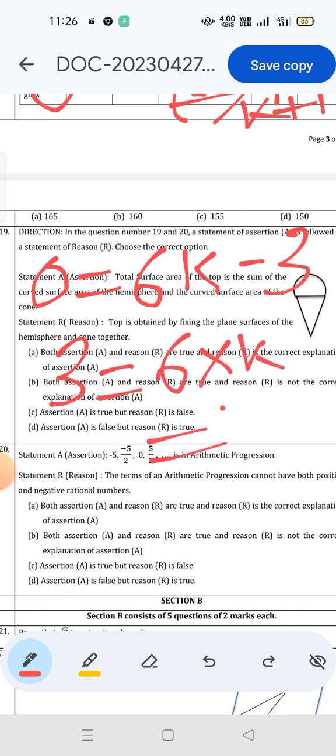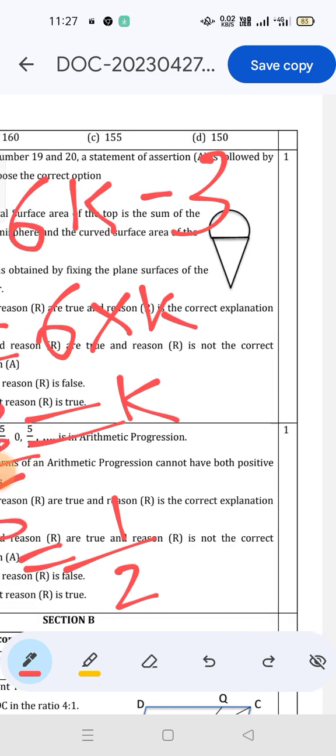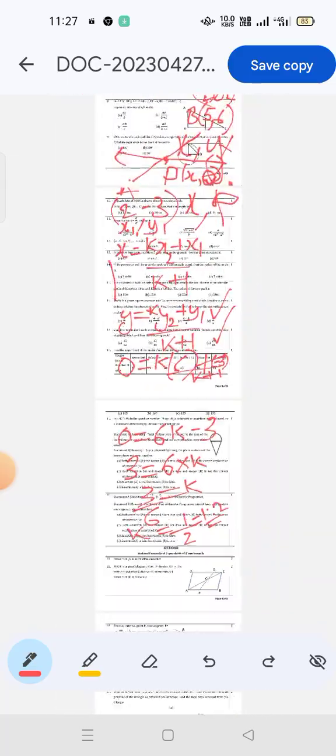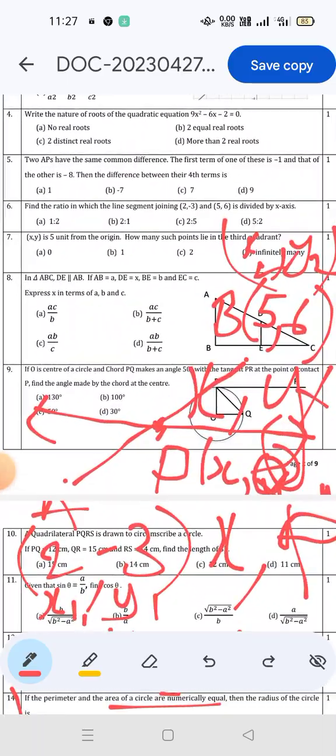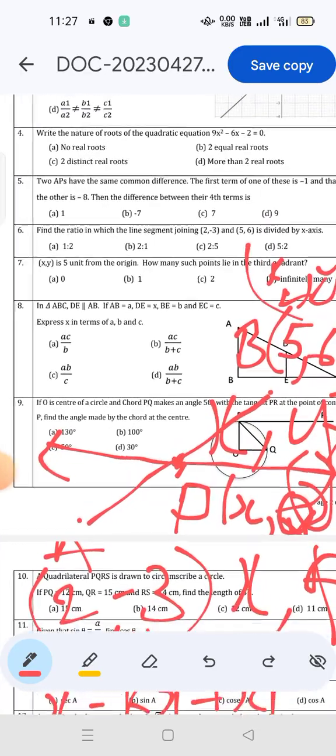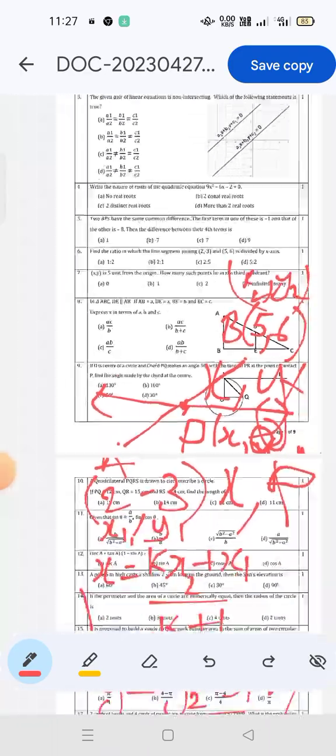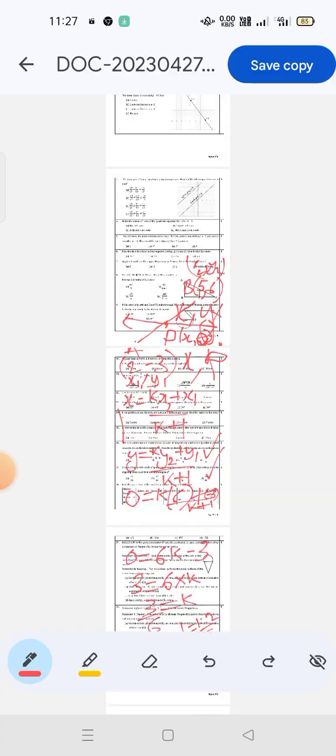So what is k then? K will be 3 by 6, or 3 by 6 is nothing but 1 by 2. How do we write 1 by 2 in ratio form? 1 is to 2. So they're asking us in what ratio will this given line segment get divided by the x-axis. So our answer is 1 is to 2, you can see there.